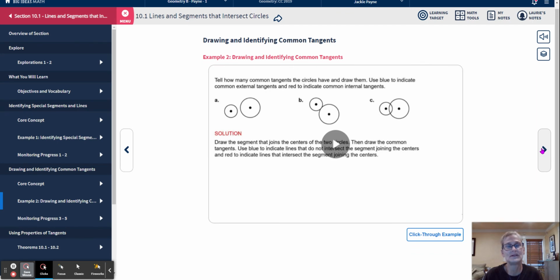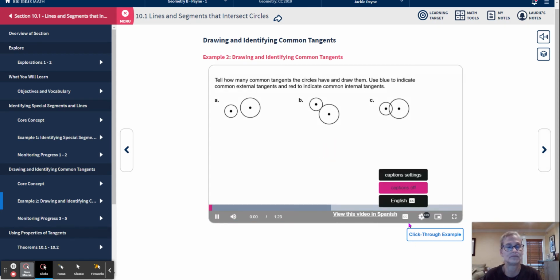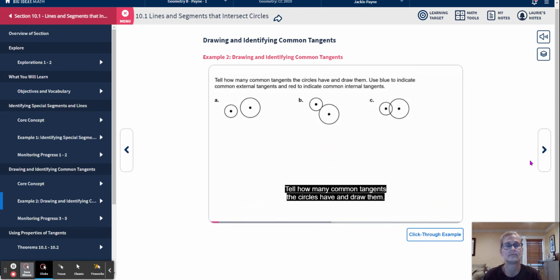So we're going to do another example of the three types of intersection. Either they don't intersect at all, 0 points, they intersect in exactly 1 point, tangent, or they intersect in 2 points, as you can see in example C. Tell how many common tangents the circles have and draw them. Use blue to indicate common external tangents and red to indicate common internal tangents.